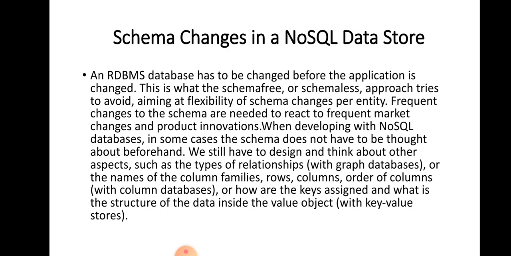When developing with a NoSQL database, in some cases the schema does not have to be thought about beforehand. We still have to design and think about other aspects, such as the types of relationships with a graph database, or the names of column families, rows, columns, and order of columns with a column database, or how the keys are assigned and what the structure of data inside the value object is with key-value stores.